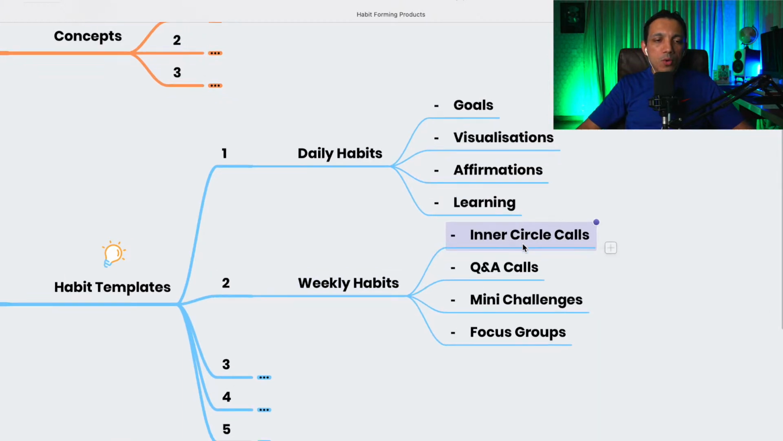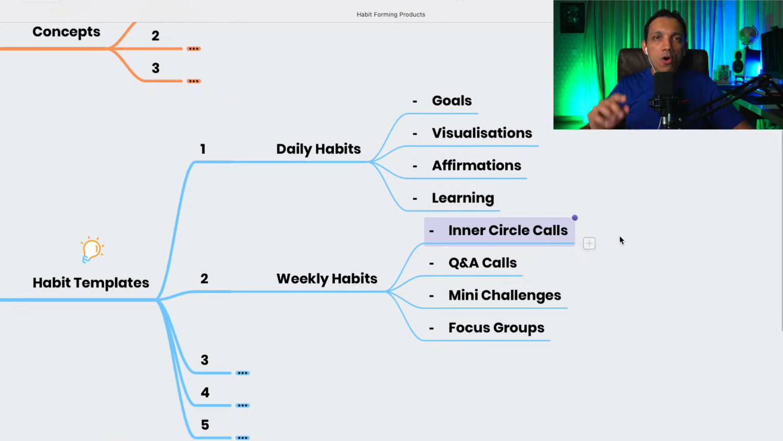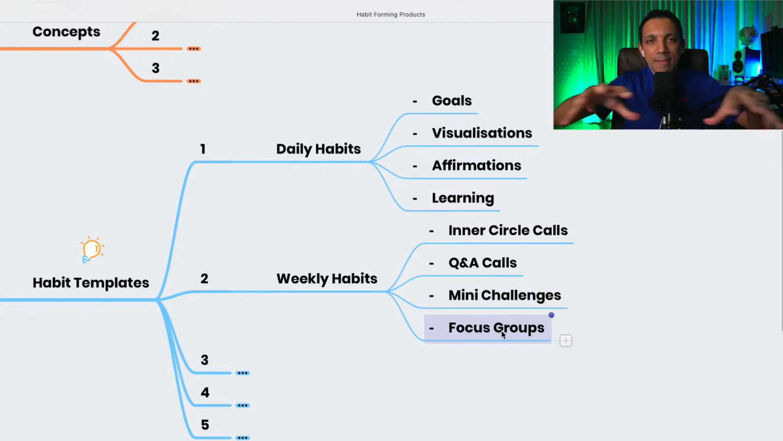You can probably do weekly inner circle calls for all your paid members. So suppose you're selling a course, rather than just selling a course, meet every single week, once a week, put a Google form there, ask people to ask you questions, reply back to those questions, stay connected with them. And this also becomes a habit for them to come back every single week, doing Q&A calls, giving them a mini challenge every single week, and also breaking them into small focus groups so that they can learn on their own and they can exchange ideas with each other.